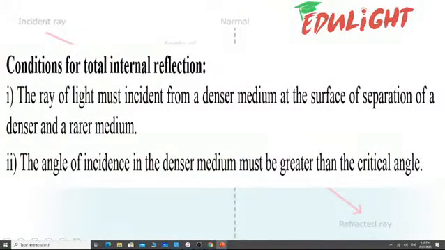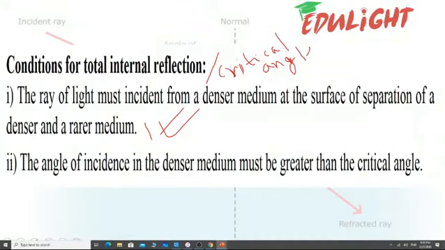Okay, the conditions for total internal reflection: first, as we have said, light must be incident from the denser medium to the rarer medium. And it will also be applicable for the critical angle as well. For the critical angle to be created, this is also the same reason, the same conditions.